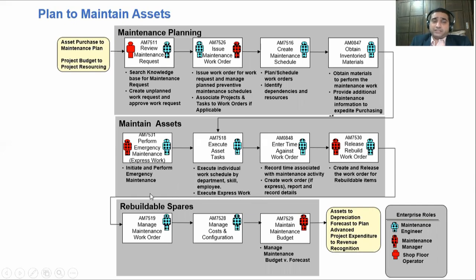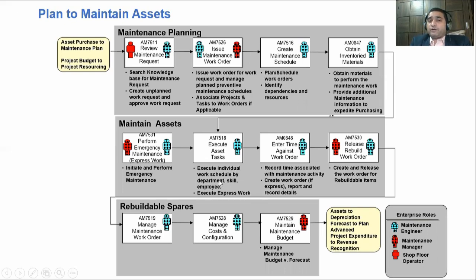Then the next part comes where the execution happens. Sometimes you may not get the time to plan all these things. Okay, so it may happen that some emergency maintenance breakdown comes up. In that case, they will initiate the emergency maintenance. Similarly, they will execute the task first. After getting the information, they will immediately start execution, whereas here they will first create the work order, create the schedule, and then obtain the material. Whereas here they will directly start executing.